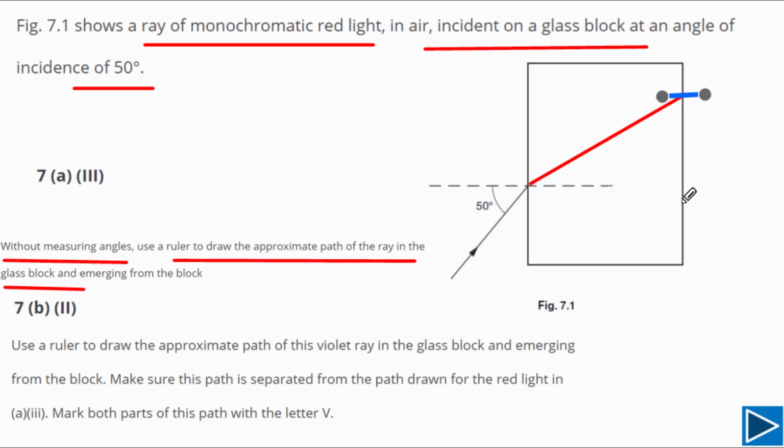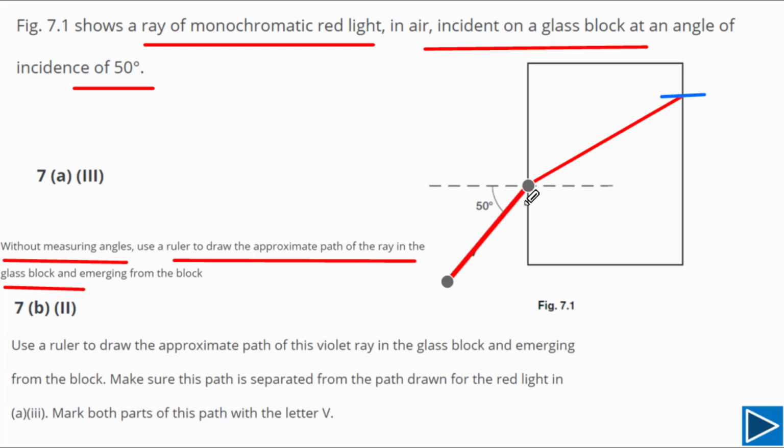We need to draw the emergent ray. Before we draw it, we need to understand the shape of this block. This is a rectangular block and its two sides are parallel to each other. It simply means that the emergent ray and the incident ray will be parallel to each other.